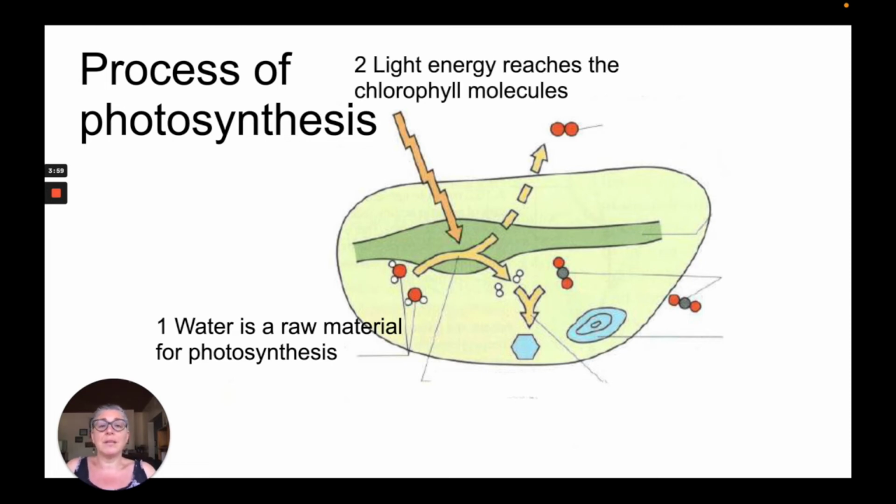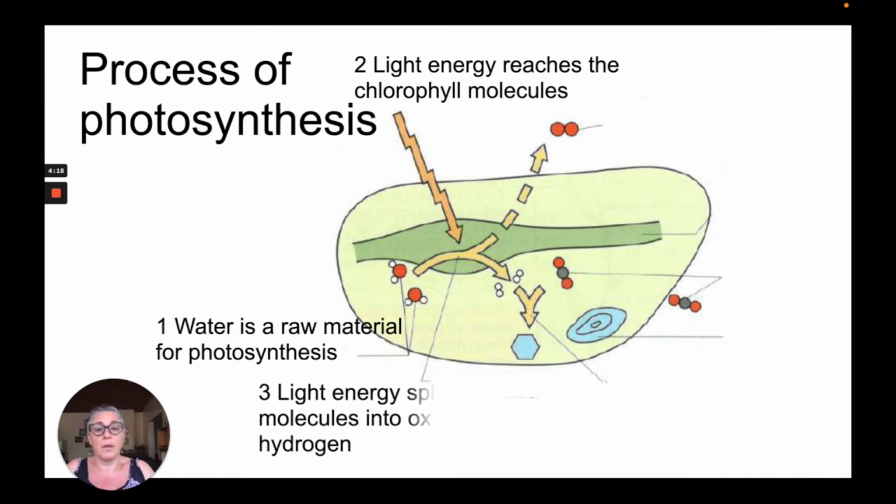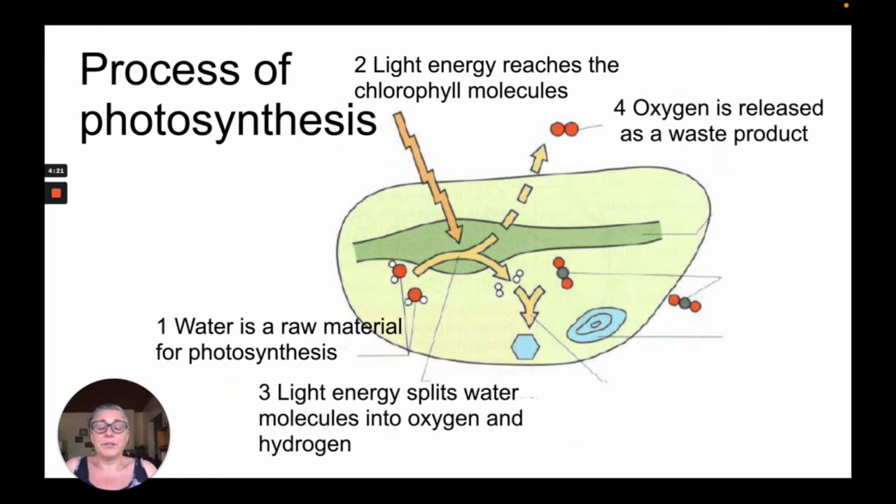The second thing is that light energy is going to reach the chlorophyll molecule. Light comes from the upper portion of the leaf, travels through the leaf, gets into the leaf cells and is absorbed by the chlorophyll molecules in palisade mesophyll cells. The light energy is going to split the water molecules into oxygen and hydrogen atoms. That's what the energy is used for. Then oxygen gas is released as a waste product. The oxygen gas diffuses out of the leaf through the stomata on the lower surface of the leaf, into the atmosphere.